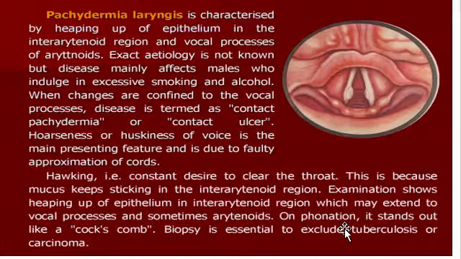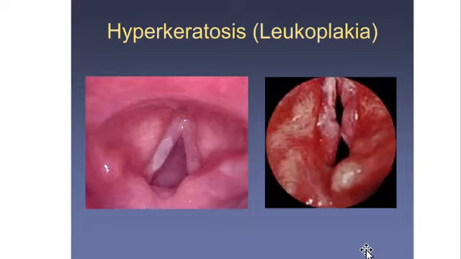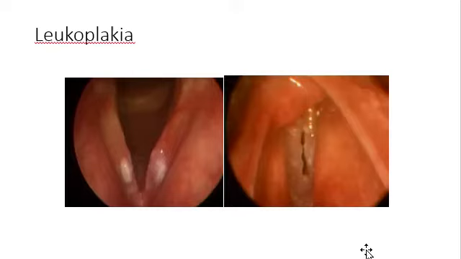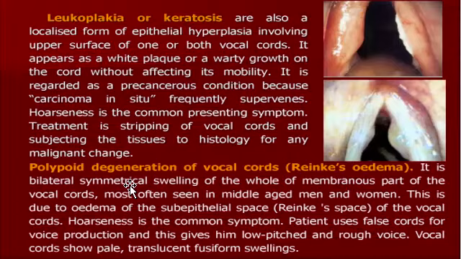Examination shows heaping up of epithelium in the arytenoid region, which may extend to the vocal process and is sometimes ulcerated. On phonation, it stands out like a coxcomb. Biopsy is essential to exclude tuberculosis or carcinoma. This is an example of the laryngoscopic view of leukoplakia. Another example of leukoplakia.